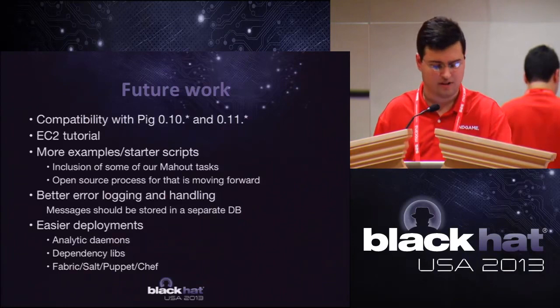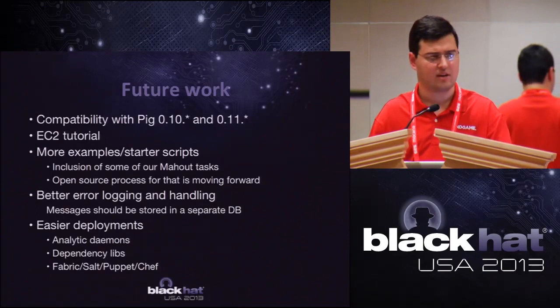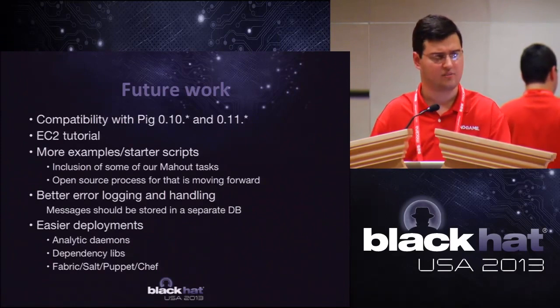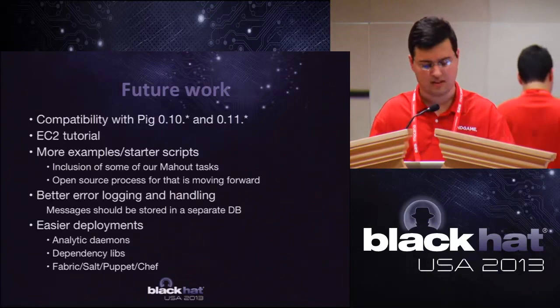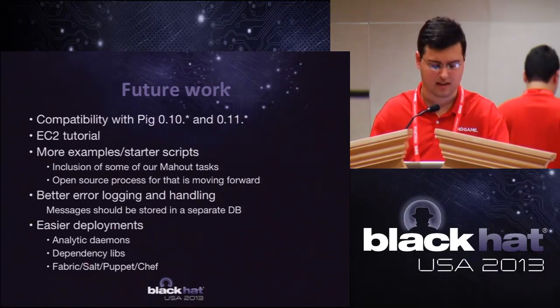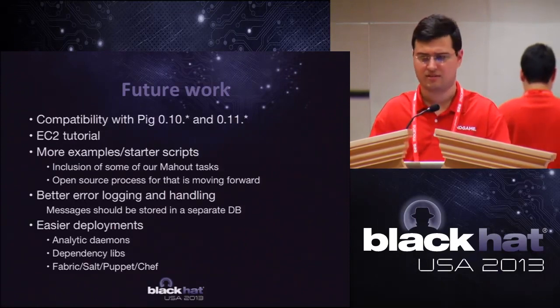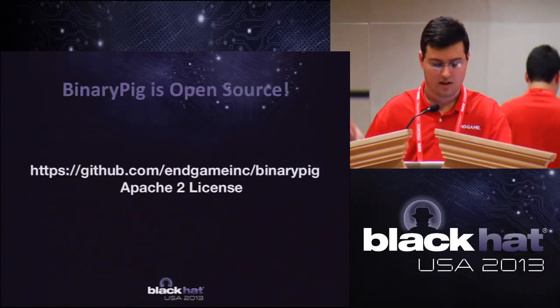We need to develop some better error logging and handling. Right now we believe that a lot of our error messages should be stored in separate databases for more robust storage and analysis. Right now we're piggybacking off of Hadoop's own error logging mechanisms. This works, but we think we can do somewhat better. We need to automate some of our deployments. The analytic daemons right now are not automated for deployment, and we need to develop a way of doing that. And we definitely need to develop some ways of pushing out some of the dependency libraries a little easier.